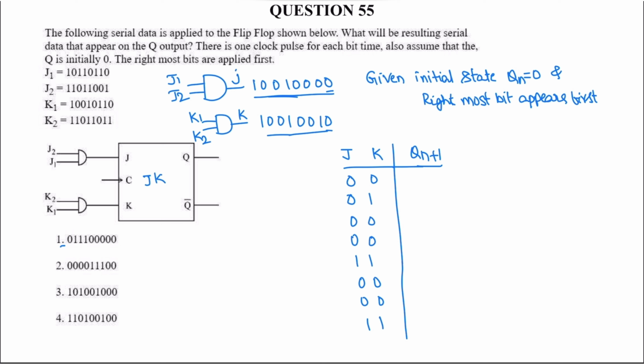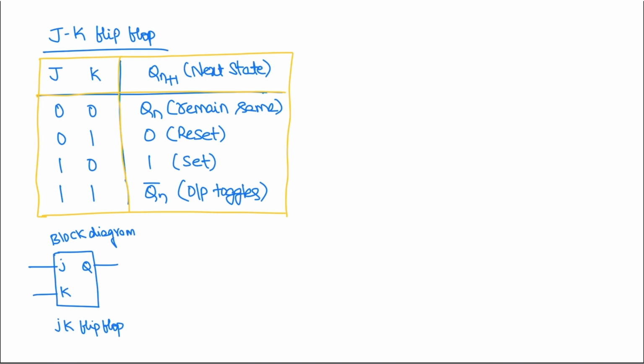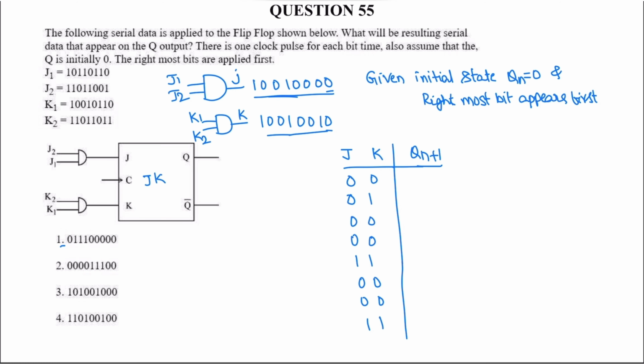For 0 0, the flip flop remains in the same state. So the previous state is 0 as per the question. For 0 1, it is 0. J is 0 and K is 1, so obviously the flip flop is reset. Next, both are 1 1, so the flip flop gets toggled. So 0 bar, it will become 1.